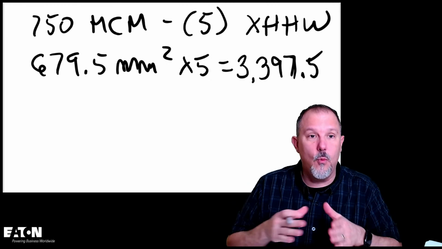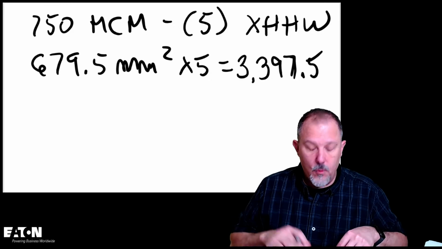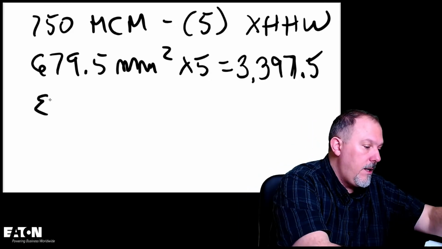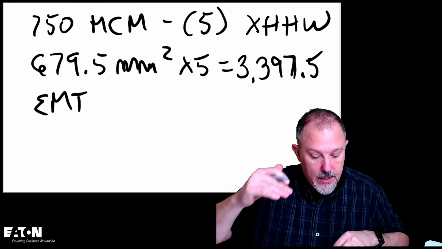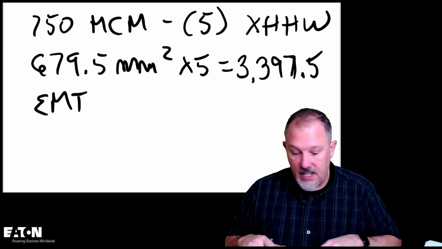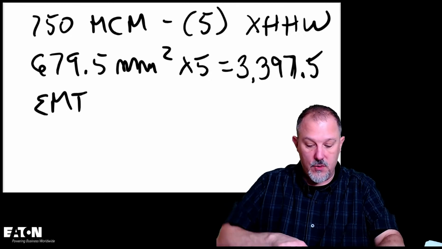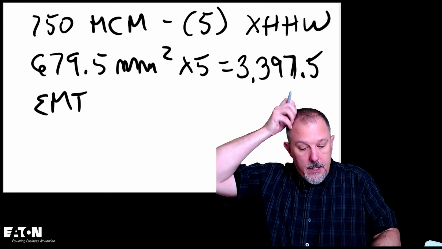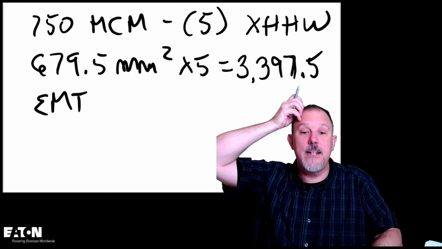Now I got to figure out what size raceway. What conduit? EMT. I want to use EMT. EMT, easy as 1, 2, 3. So I go to Table 4 in Chapter 9. Table 4, the first one on page 70-696. There's my EMT, electrical metallic tubing.